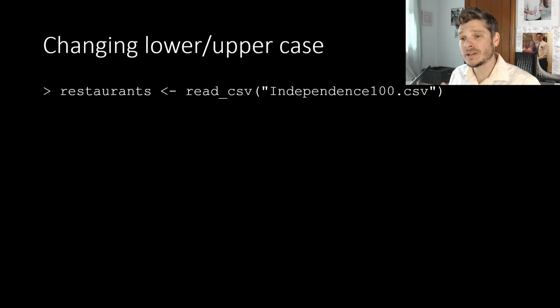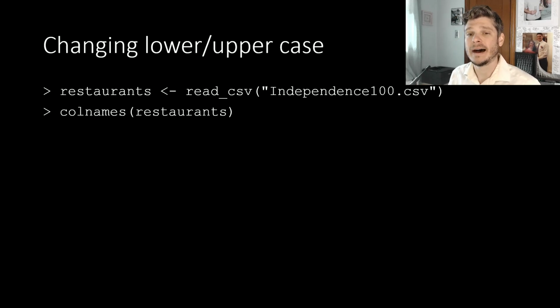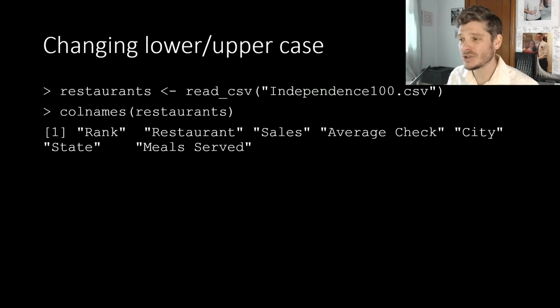So here's a real example. I found a data set on the top 100 independent restaurants in the nation, and I import that as my CSV file into a data frame called restaurants, and when I check the column names, using the function colnames, I see that my column names are rank, restaurant, sales, average check, city, state, and meal served, except it's not in the right format. Every word is capitalized, or at least it starts with a capital letter, and we have spaces between words instead of underscores. This is not my snake case. This is not the right way. So I really do want to fix this.